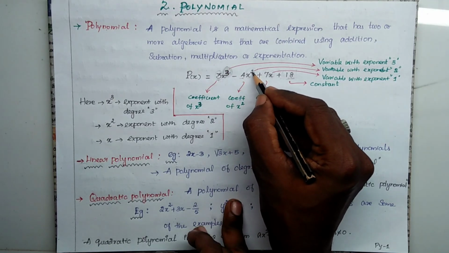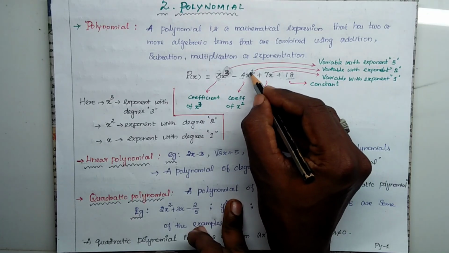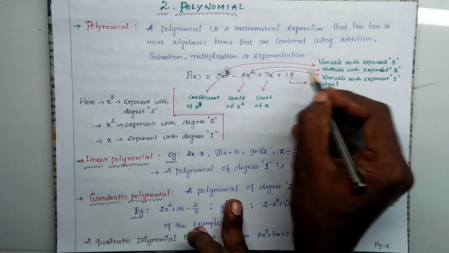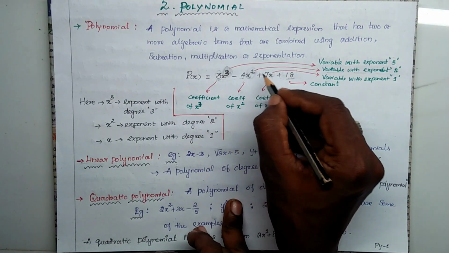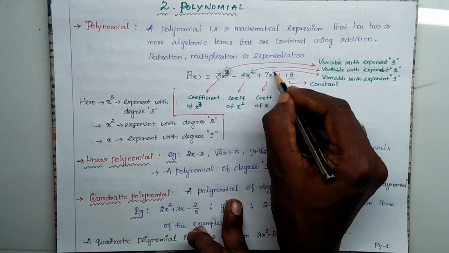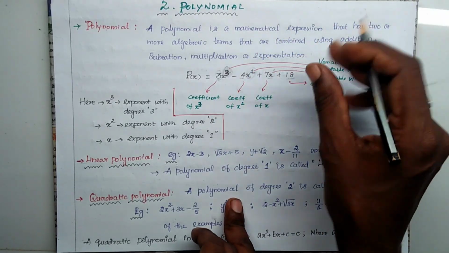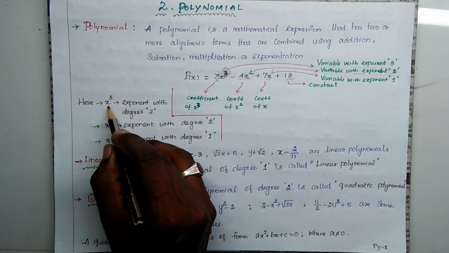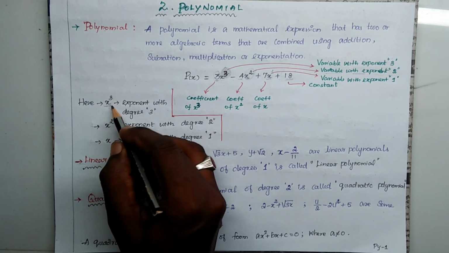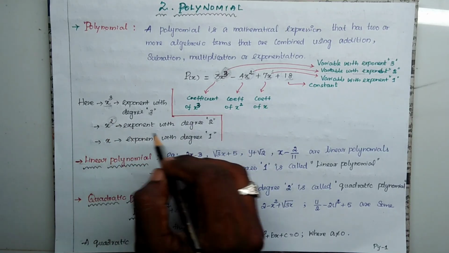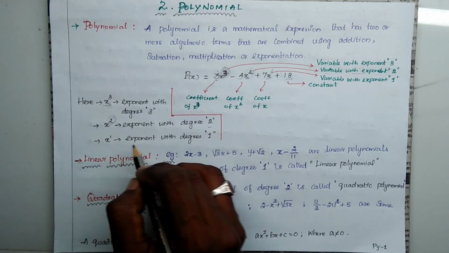This exponent has 2, and this is the variable. This is a variable with exponent 2, and this is a variable with exponent 1. Variables mean the value will change according to the equation. Here x power 3 means the exponent. This is an exponent and variable with degree 3, this one with degree 2, and this one with degree 1.